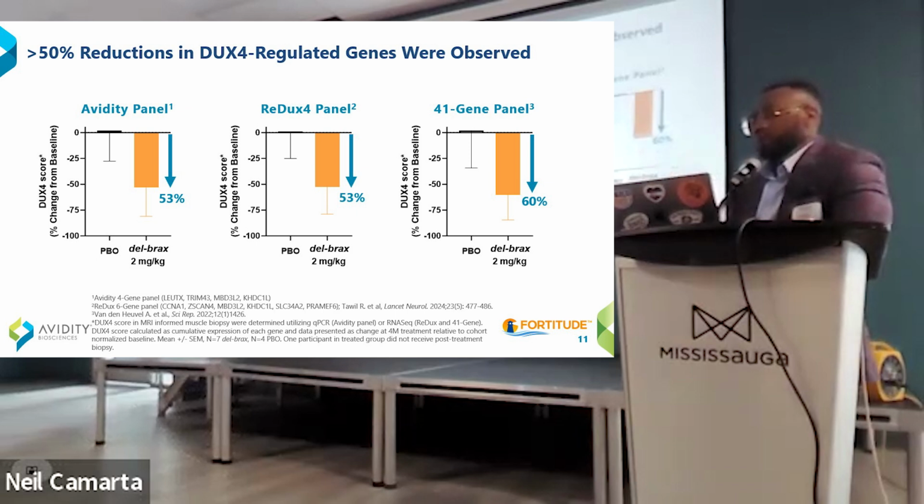So this also gives us an idea that we are targeting DUX4 and we are seeing some improvement in these patients. And everybody was on 2 milligrams per kilogram of drug.